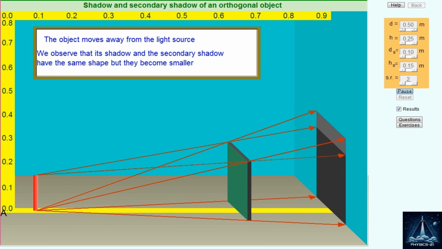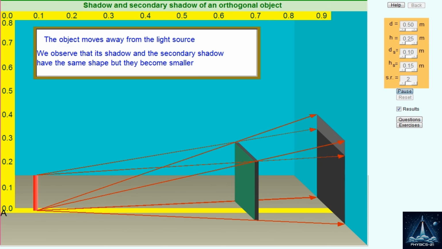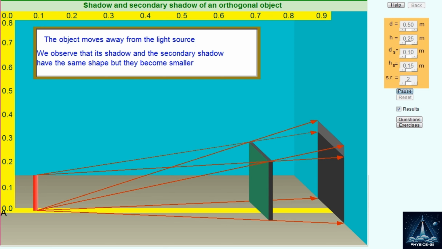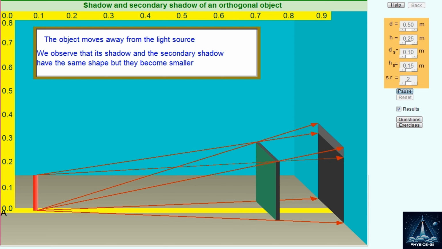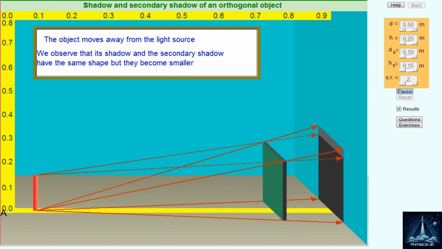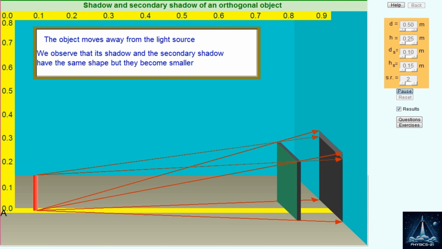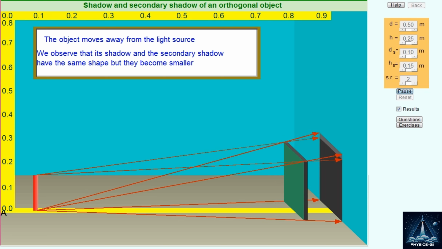The rectangle with black color represents the shadow of the object, while the rectangle with gray color represents the penumbra. We notice that the size of the shadow and the penumbra decreases as the object approaches the wall. When the object touches the wall, the penumbra disappears.